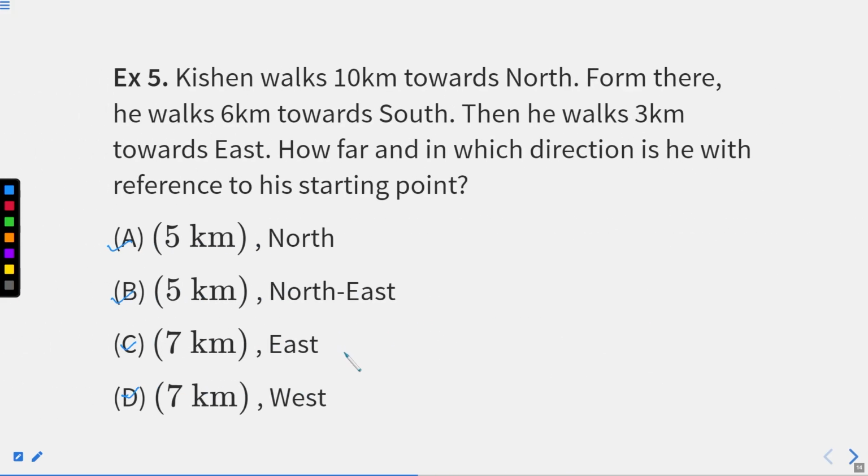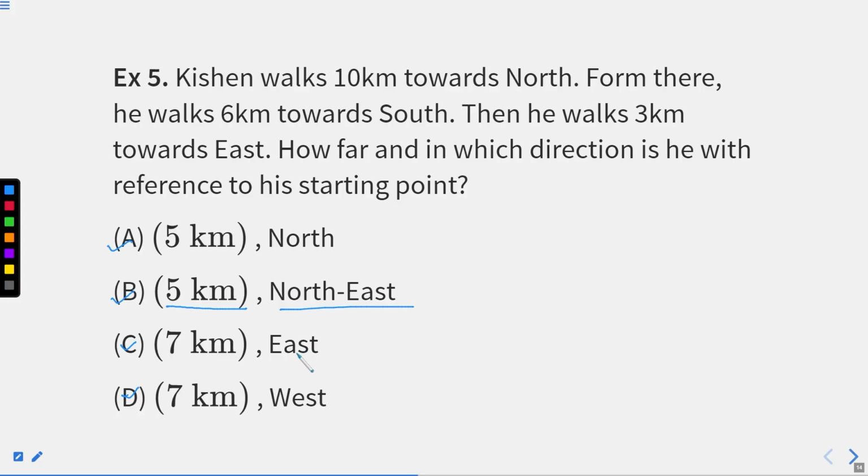So from here you can find that option B satisfies both the situations, that is 5 kilometers in distance and northeast is the direction. I hope you are able to find this question well, right? What is the major difference in this question? The difference in this question is that here we are finding the distance as well as the direction. Okay, I hope this question is also clear.